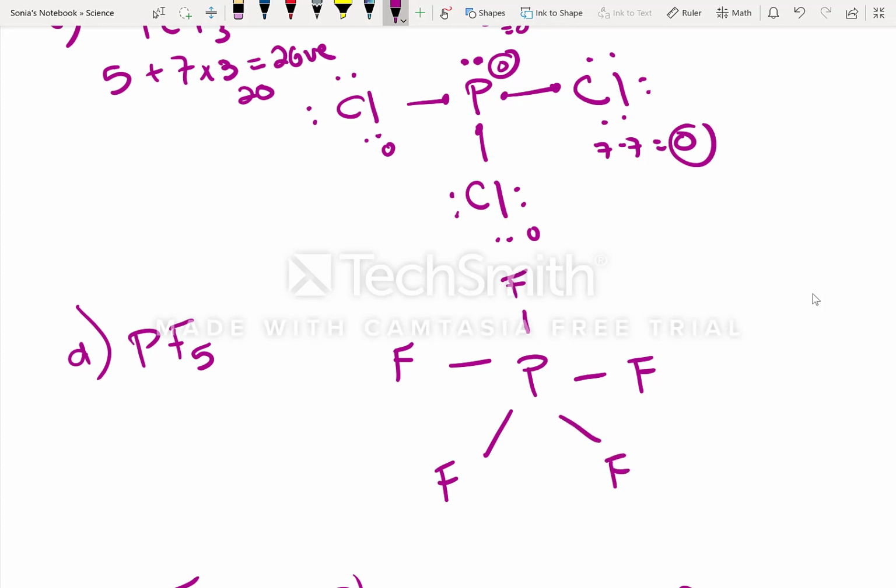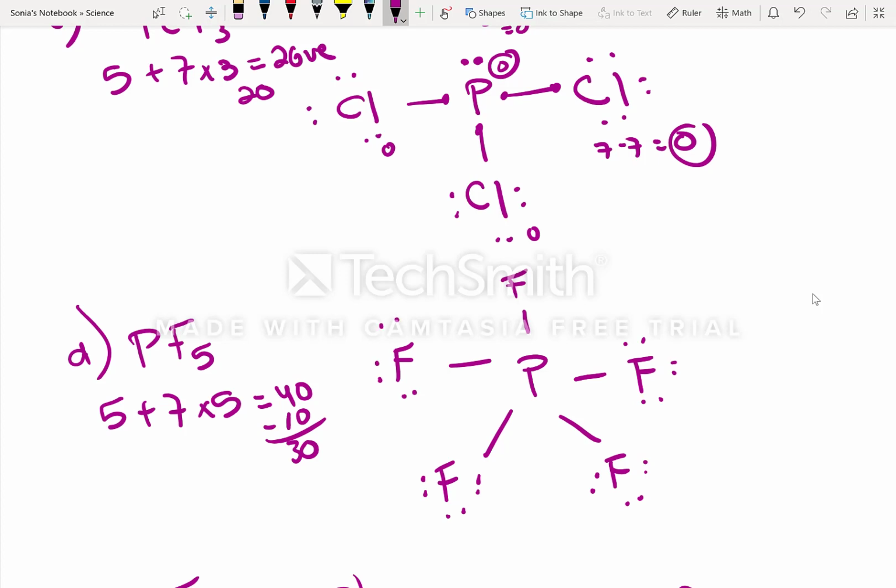Phosphorus has 5 valence electrons plus 7 times 5, because we have 5 fluorines, which would equal 40. 1, 2, 3, up to 10, minus 10 would equal 30. Then counting 1, 2, 3, up to 30, we used up all the leftover 30 that we had, and we're good.